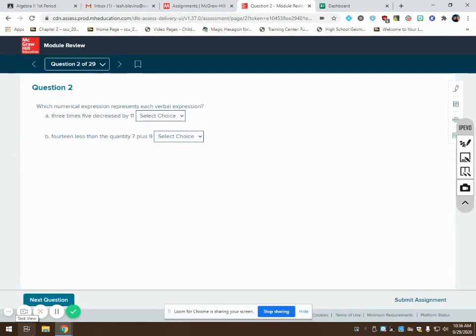Question 2 says, fill in the blanks using the available answer choices. Which numerical expression represents the verbal expression 3 times 5 decreased by 11? So I've got 3 times 5, and then that amount is decreased by 11. The next part says 14 less than the quantity 7 plus 9. So that means I've got this quantity 7 plus 9 first, and then I have to take the 14 away from it since it's 14 less than this amount. We take this amount, we subtract 14, and that is our correct answer.